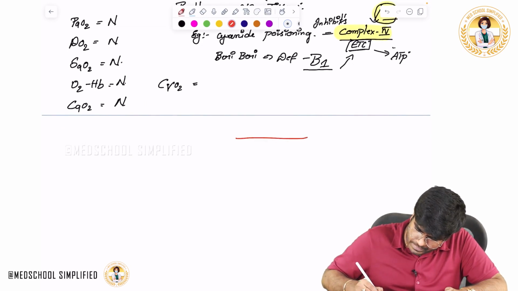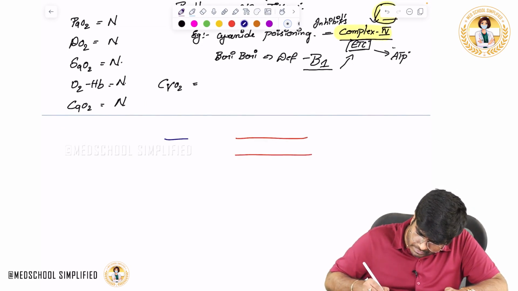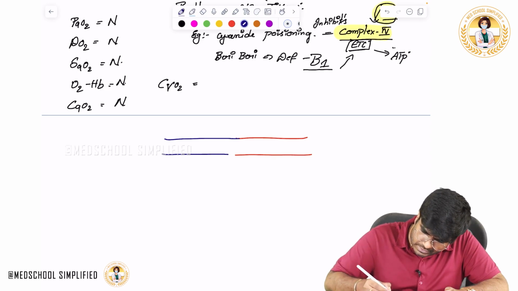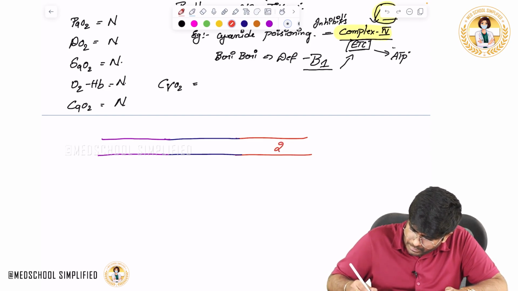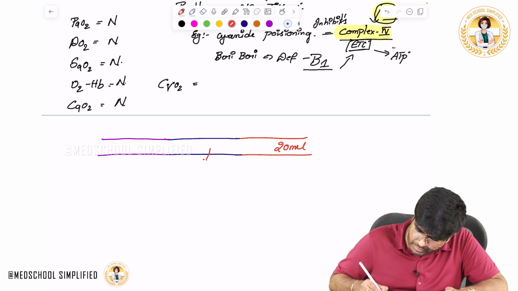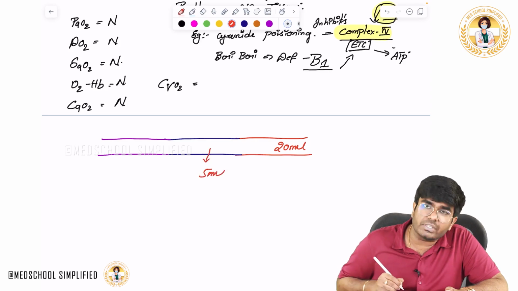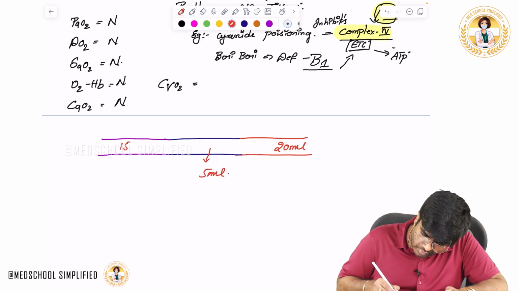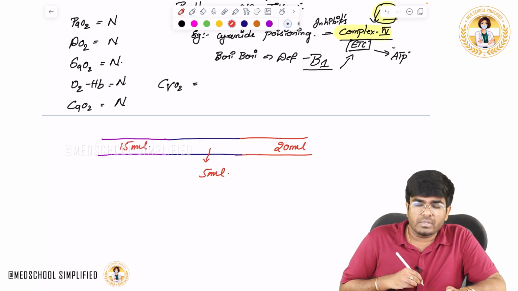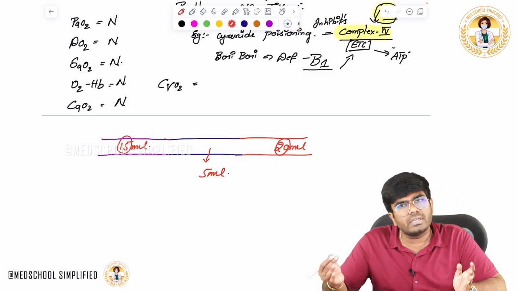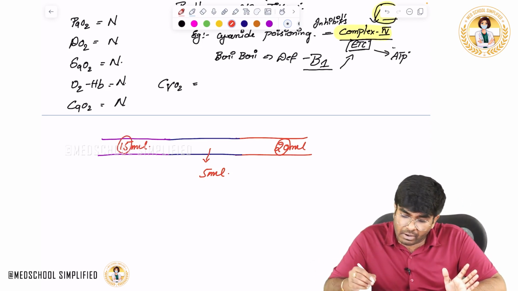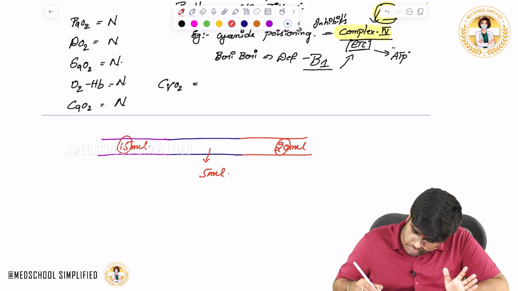Here is the arterial blood. This is the area of the capillaries. Here is the venous blood. What is normal? 20 ml of oxygen is coming. Out of this 20 ml, 5 ml is extracted by the tissues. And how much is left over? 15 ml is left over. So what is the normal arteriovenous oxygen difference? 20 minus 15. What is normal? 5.